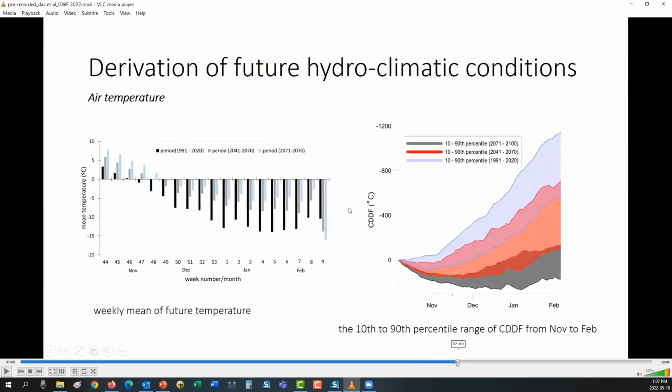Okay, a very useful metric for us is the CDDF. That's the cumulative degree days of freezing. So this is from November to December. Basically, you look at your average temperatures every day and you just add them up. Let's say you start at 0, and the next day you have -2 degrees average temperature, your CDDF would be 2. And if the next day after that it went down to -3, then your CDDF would add up to 5, right?